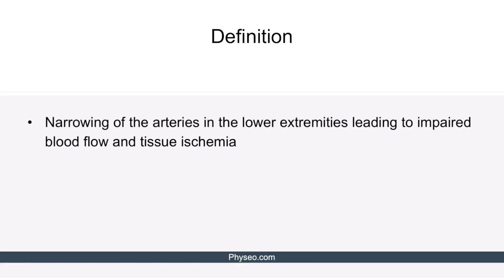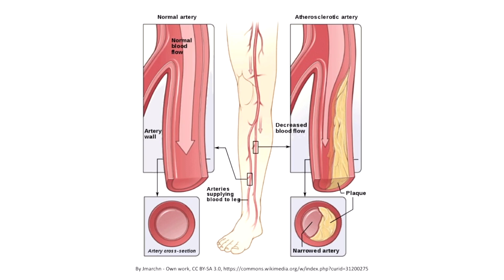Peripheral artery disease is an atherosclerotic narrowing of the arteries in the legs, which leads to decreased blood flow and tissue ischemia. All right, now let's go over the relevant pathophysiology.